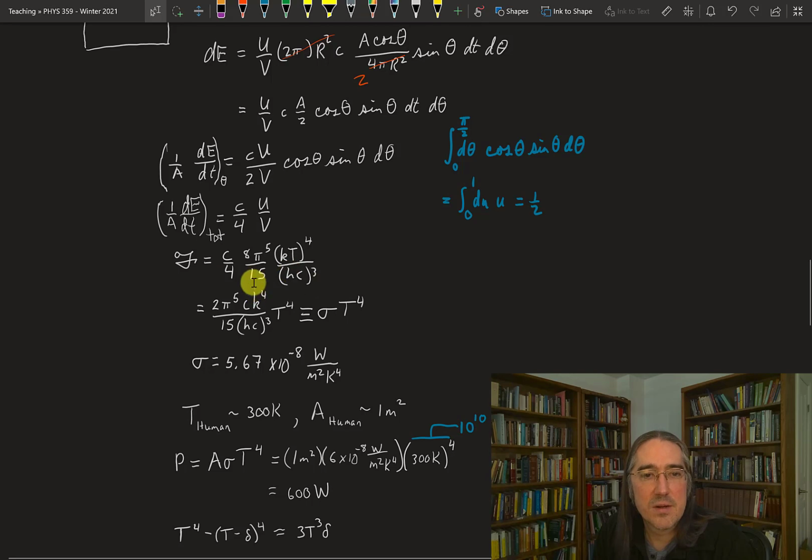Collect this all up, pull the T to the 4th out, because everything else is a constant, right? Speed of light, Boltzmann's constant, Planck's constant, another speed of light, some pi's. Wrap all of that up together and refer to it as sigma. Okay.